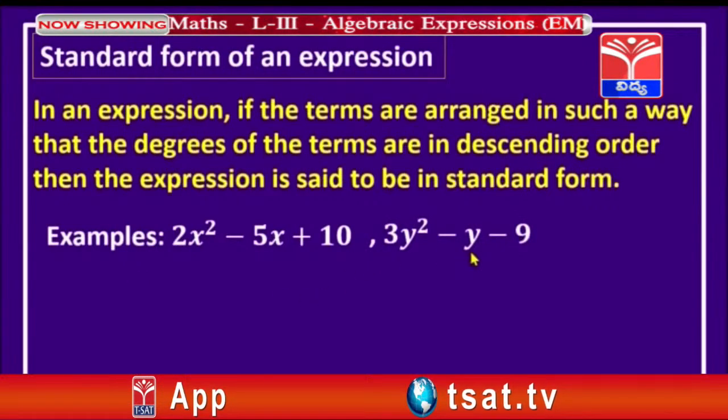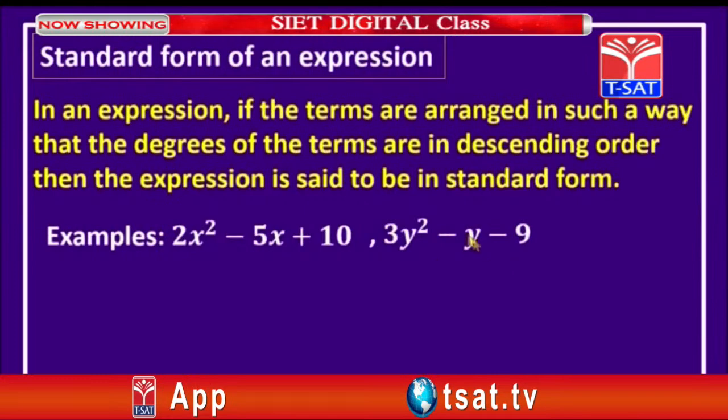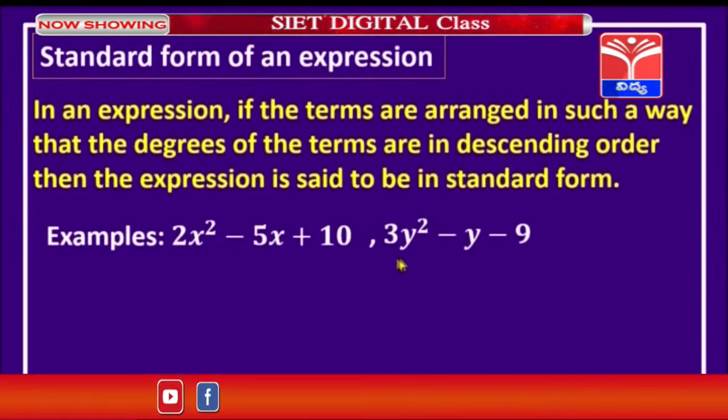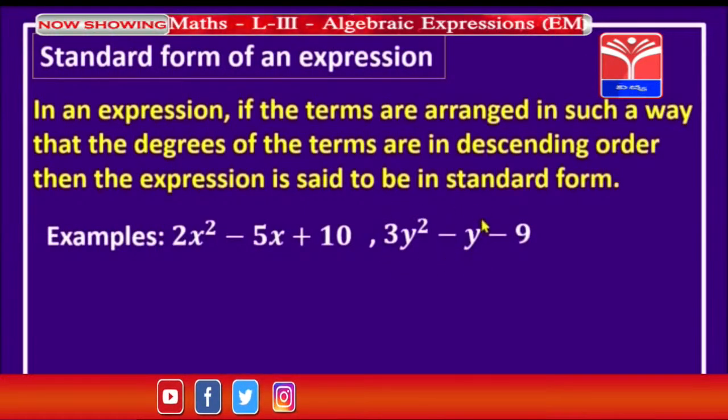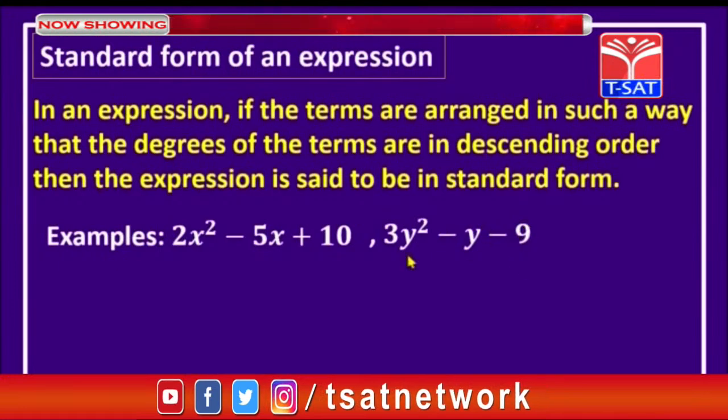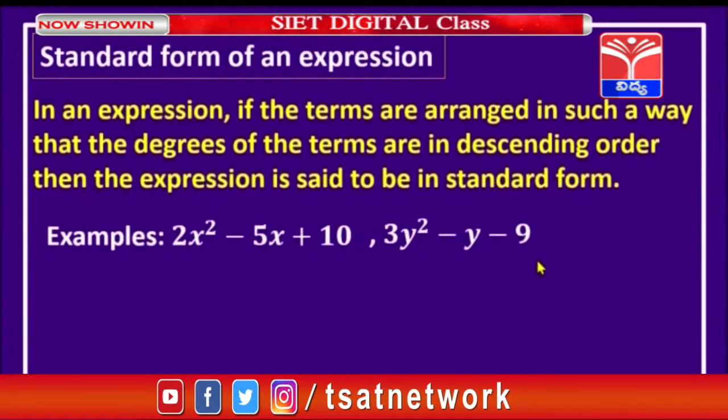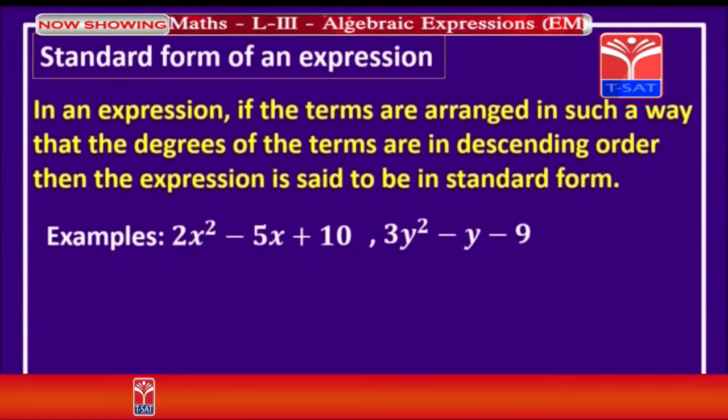3y square minus y minus 9. Now in this case also the degree of the first term is 2, the second one is 1, and the last one is 0. So they are in the descending order. So it is said to be in the standard form.